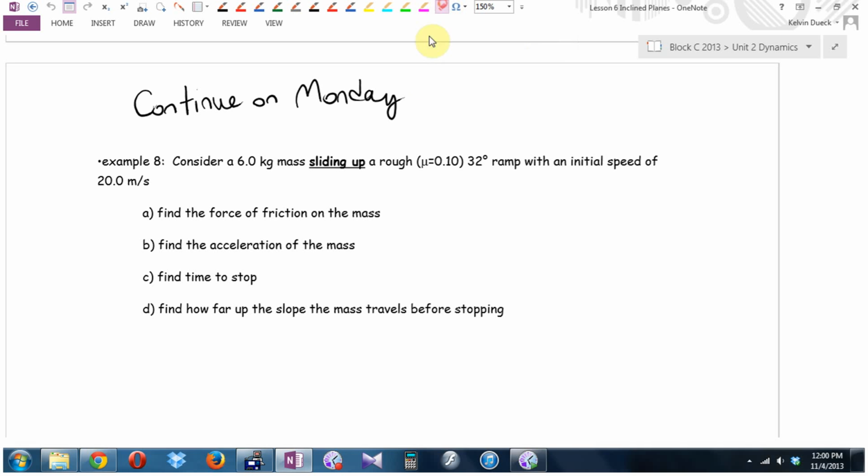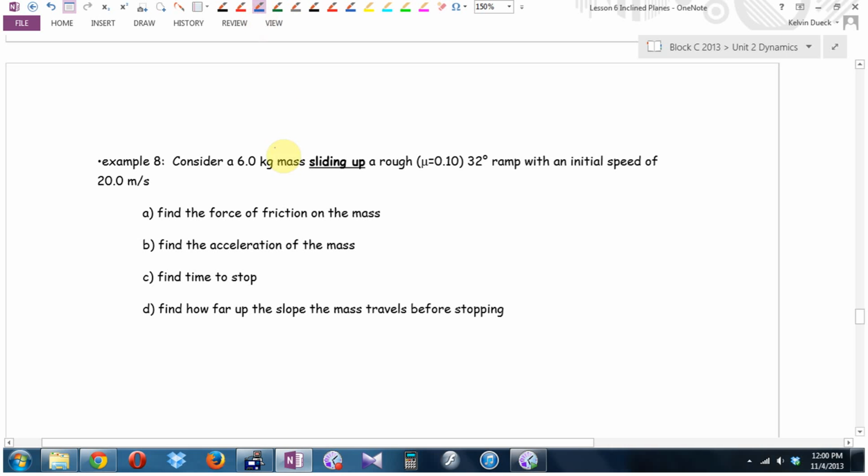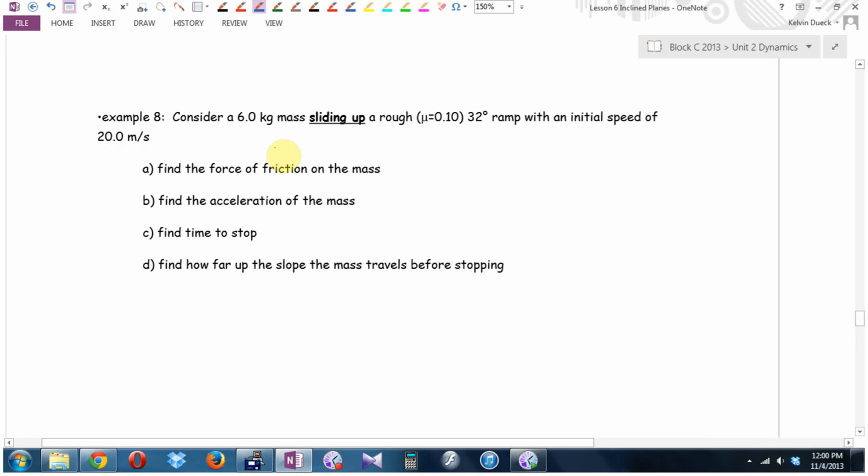So, where we left off from last day was example 8. I wrote continue on Monday. Let me erase that. I like example 8. Example 8 is a nice question. I like number 8.